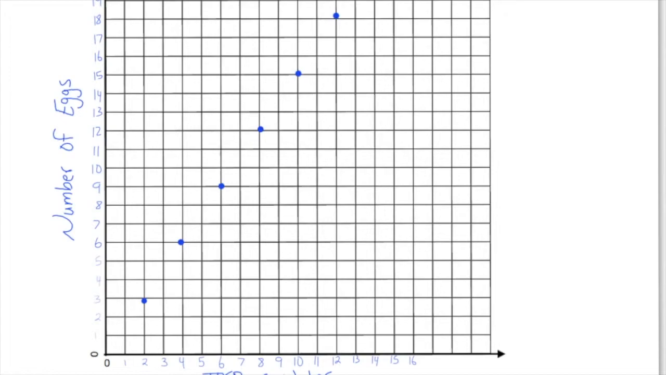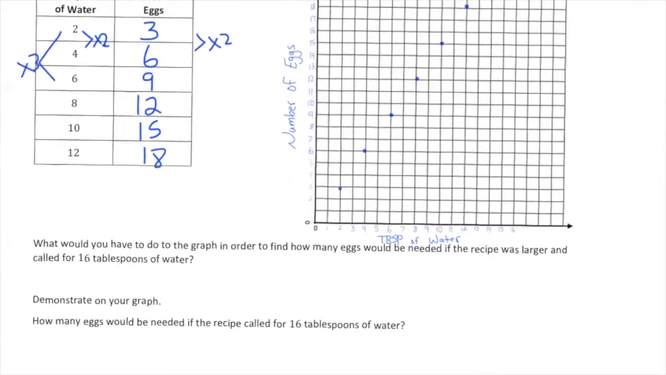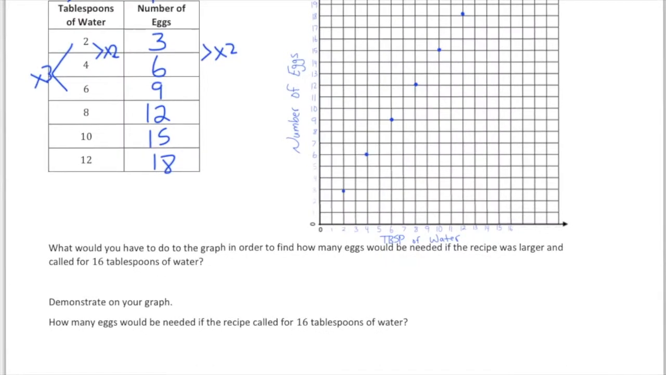So now I can answer the rest of the questions, which are how many eggs would there be if there were 16 tablespoons of water. And I can keep following the graph, which is one method. I could also just come over here and, I mean, it says demonstrate on your graph, but I could also just use a table. So on the table, I can see it's going to be 24 eggs.